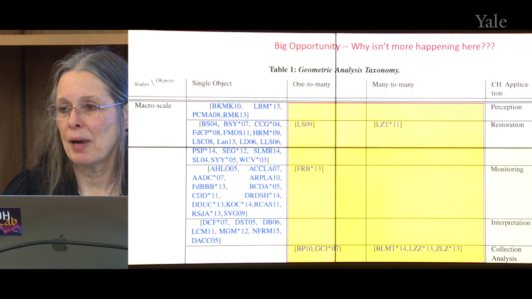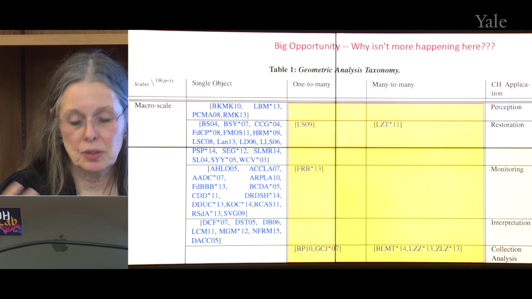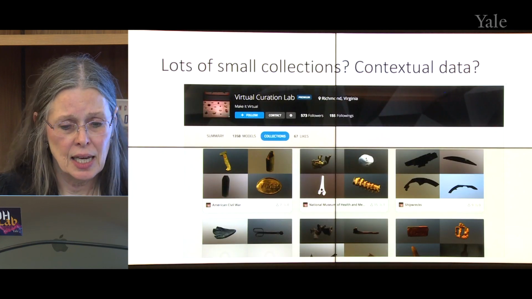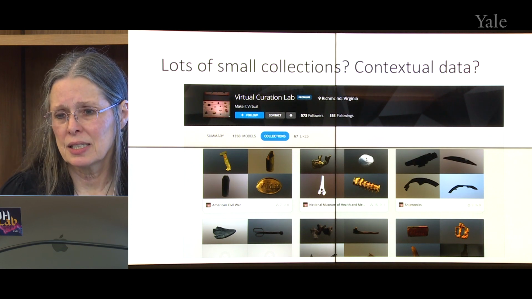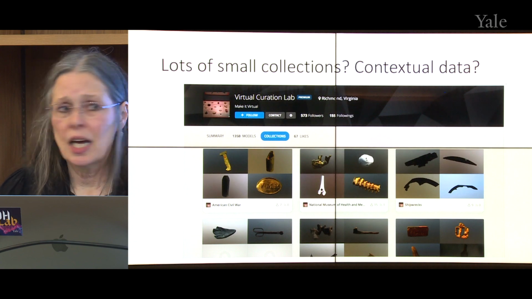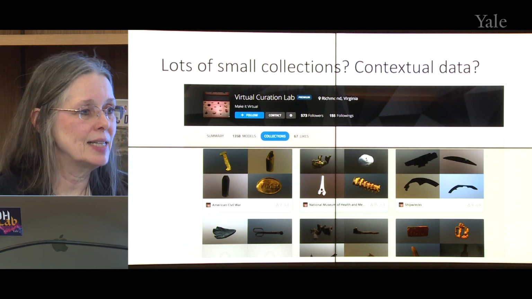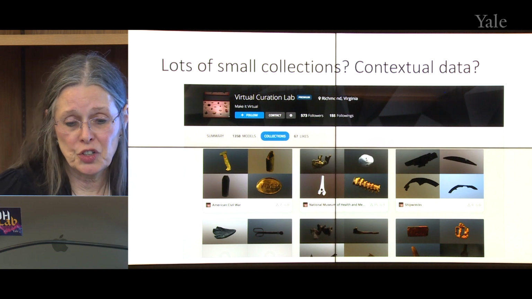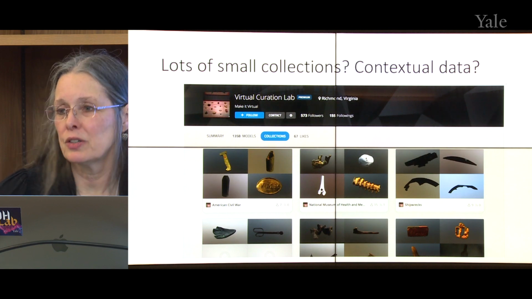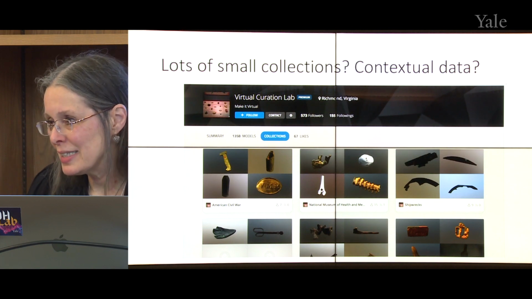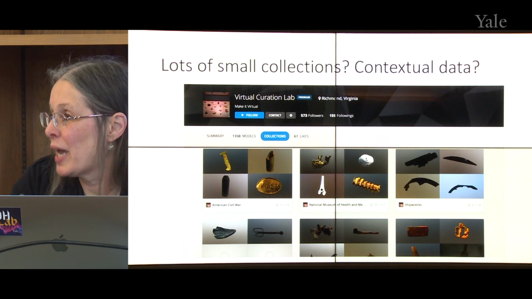Why aren't we doing more about bringing objects from different museums together and doing these collection analyses? And I think there's two things. We have a lot of very small collections that are scattered geographically, and they are often lacking contextual data that would make them useful. I mean, this virtual curation lab, which shows up on Sketchfab, and if you're not sort of a computer game builder, you probably don't use this site much, but it's where people park a lot of computer models because you can.